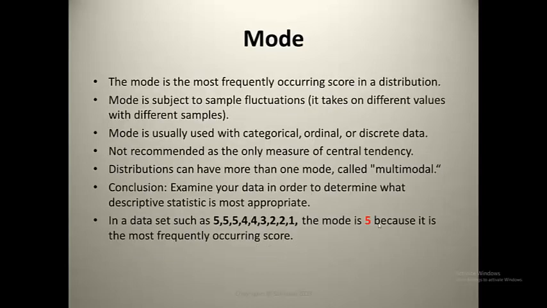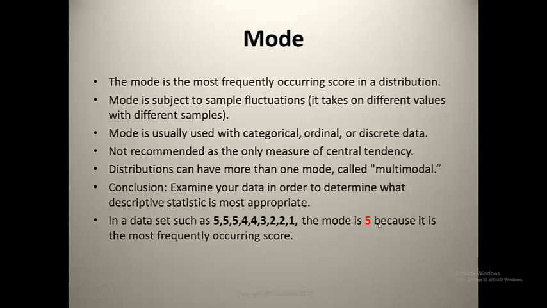The mode in descriptive statistics is the most frequently occurring score in a distribution. The mode is subject to sample fluctuations. It takes on different values at different samples. Mode is usually used with categorical, ordinal, or discrete data. Not recommended as the only measure of central tendency. Distributions can have more than one mode, and they can be called multimodal.